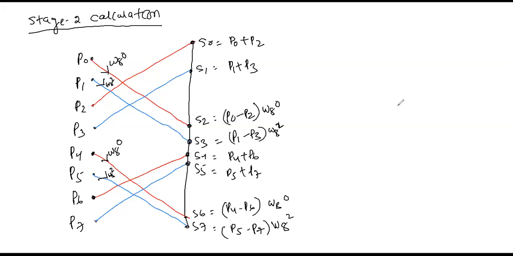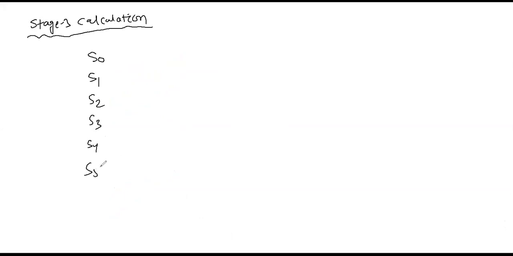Okay, now we'll go to the next stage, that is the last stage, stage 3 calculation. Now, the same stage 2 output becomes stage 3 input, that is your S0, S1, S2, S3, S4, S5, S6, S7. Just plot one line like this. Okay. Then how can you do the butterfly? Can someone suggest?